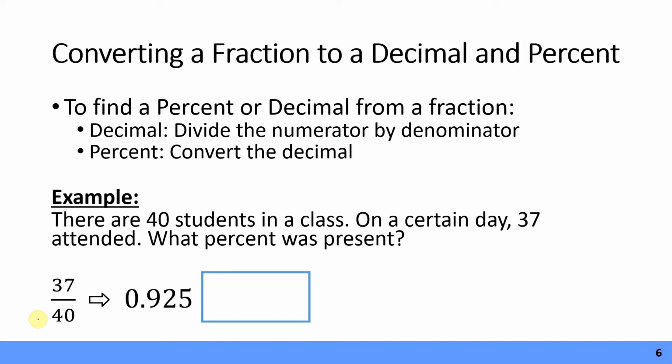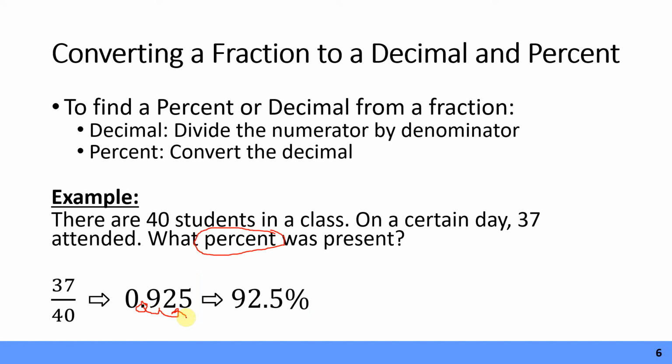Again, that would be our answer if they were asking us for a decimal, but they're asking us for a percent. And again, don't panic. We are experts on doing that. When they ask us for a percent, we know that we just move this little decimal twice to the right, and we add a percent sign. So we get our final answer of 92.5%. So that means that if we have a class of 40 students and 37 are present, that means that 92.5% of the class is there. So that's all you have to do.